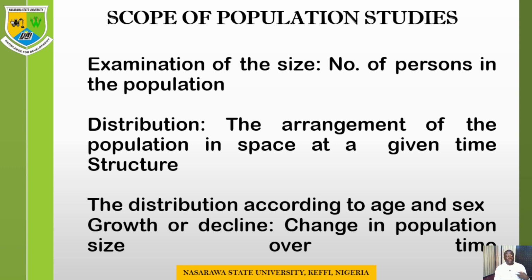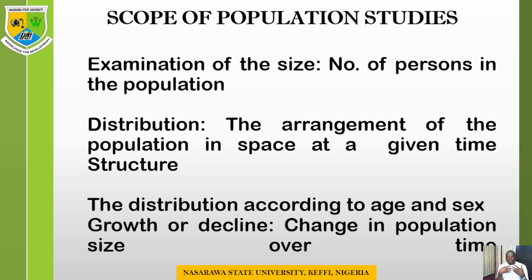Now, we are also interested in the distribution. When we talk about distribution, we are talking about the arrangement of the population in space at a given time. So we are also interested in whether the population is densely or sparsely distributed within the area. So we are interested in the distribution at a given period of time.